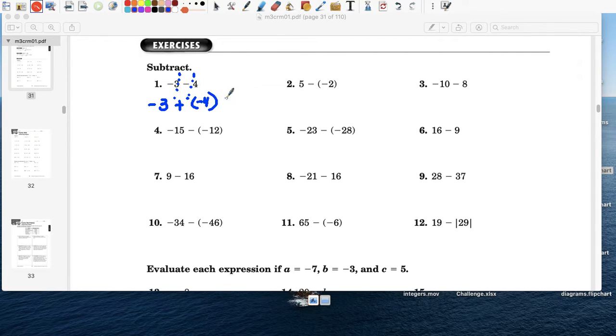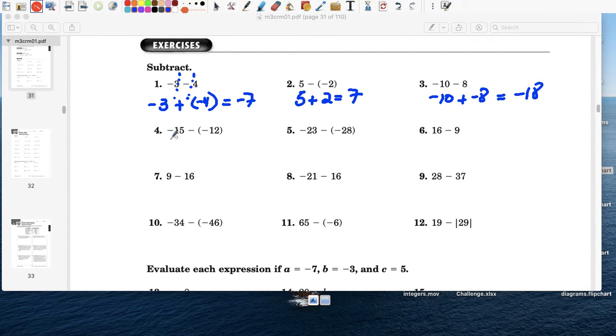Negative plus a negative, right? They're friends, so it's negative 7. 5 minus negative 2: subtraction becomes positive, and the opposite of negative 2 is 2. That's easy enough. 7. Negative 10 minus 8: negative 10 stays. Subtraction becomes positive, and 8 becomes negative 8. And that gives us negative 18, right?